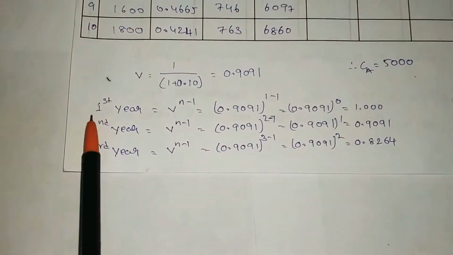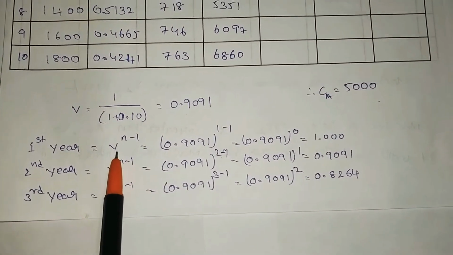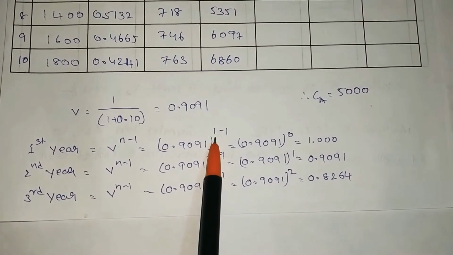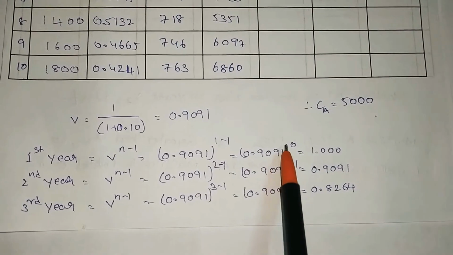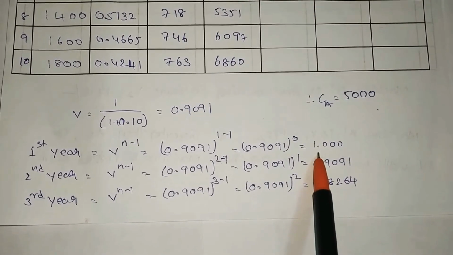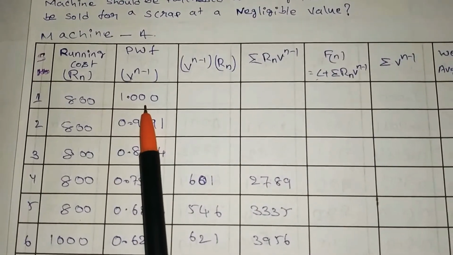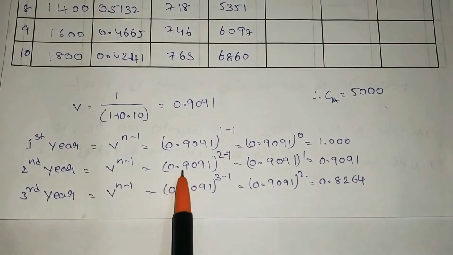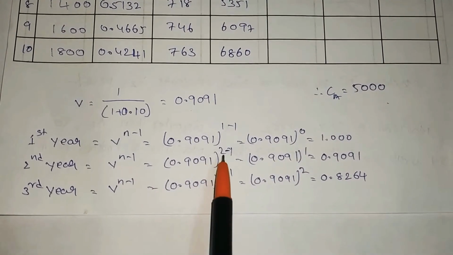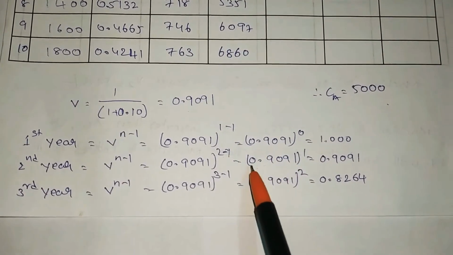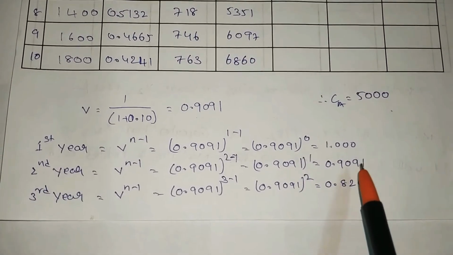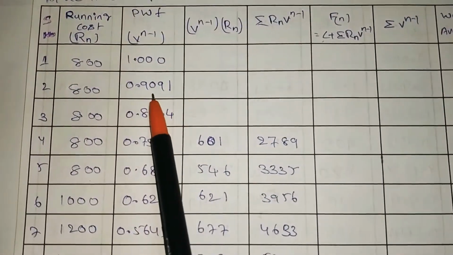Now we are going to find the worth factor for the first year. V power n minus 1. The v value is 0.9091, and n is 1 for the first year. 1 minus 1 is 0. V power 0 is equal to 1. Worth factor for the first year is 1. Worth factor for the second year, v power n minus 1, where v is 0.9091 power 2 minus 1. Therefore 0.9091 power 1 is equal to 0.9091. This is the worth factor for the second year.